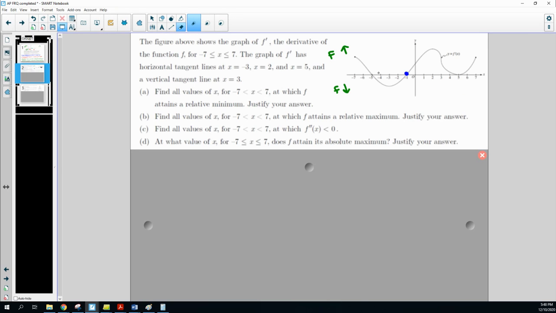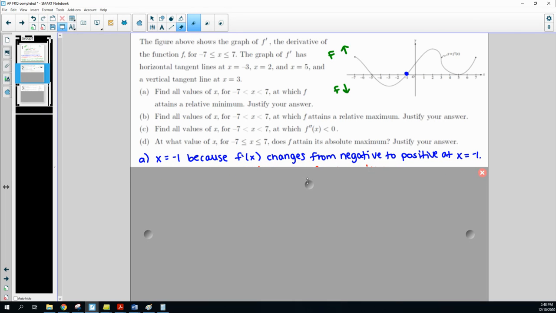Even though here I'm crossing the x-axis, it's going from increasing to decreasing, so that would not be the right one. And then here at 5, it was increasing, but it never changed. It kept increasing even though it touched the x-axis. So that would be neither a max nor a min. So x is equal to -1. That's where we have a relative minimum because f prime of x changes from negative to positive at x equals -1.